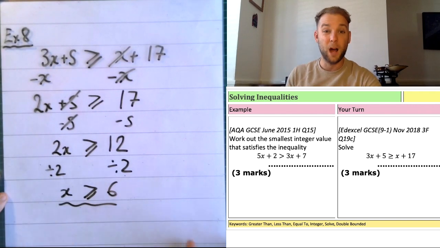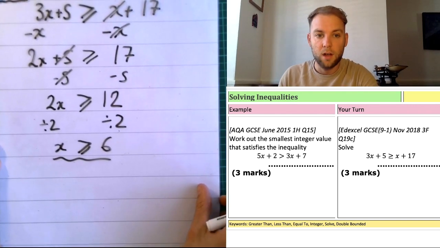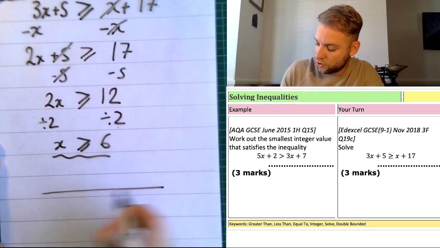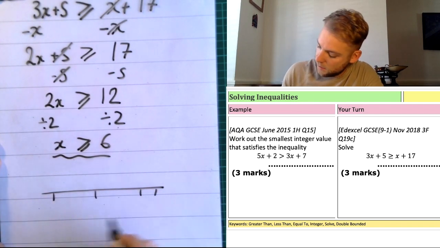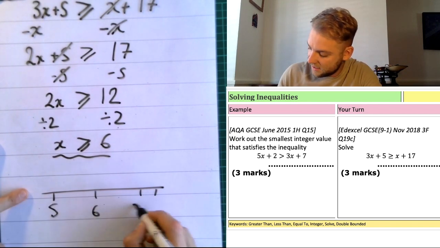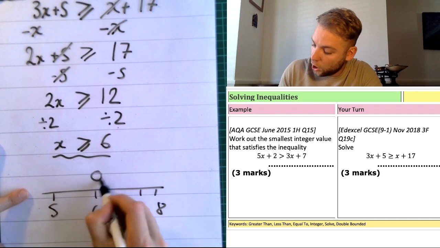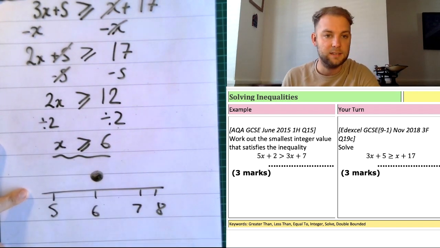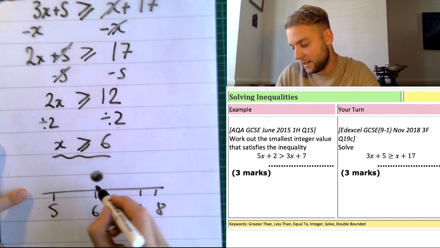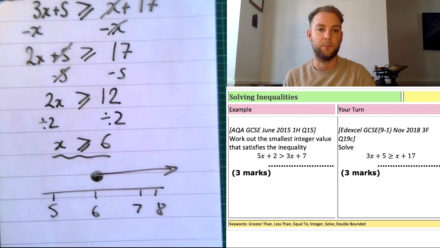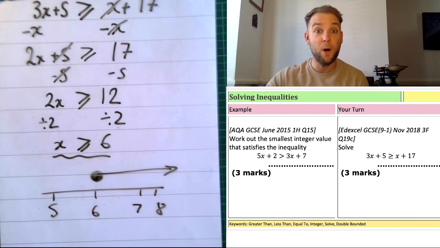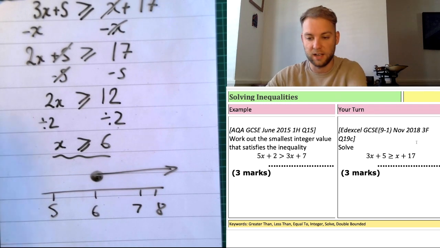That's your answer. Or we'll draw this, just because sometimes we do ask that. So 5, 6, 7, 8. It's a closed dot on 6. And it's greater than 6, so it needs to be pointing right like so. Brilliant. 3 marks, that is. It's a gift if you get it right.